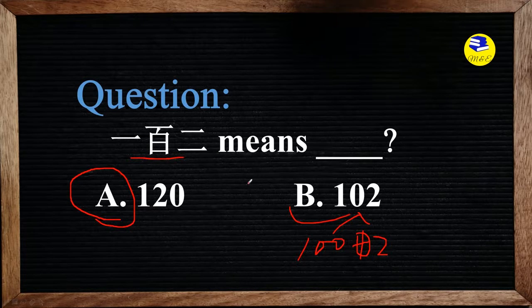120 means 120. Why? Then the method here doesn't work, right? So what's the problem? Why should it be like this? Don't worry, I'll tell you step by step. Actually, this is about the way to read zero in Chinese. So you know now? Now I can answer one question, right?